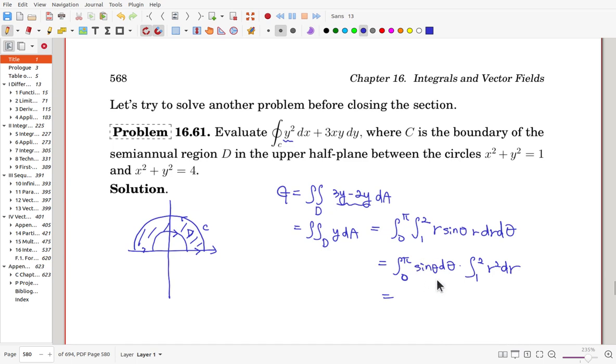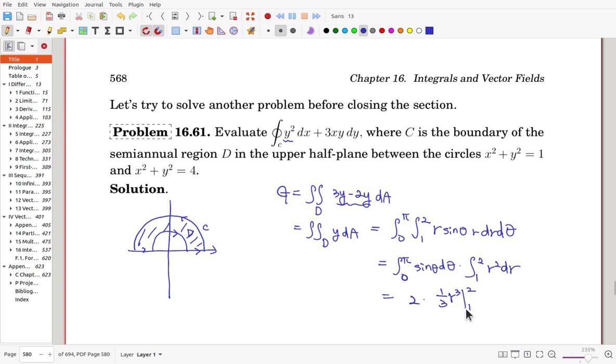For the first portion, the antiderivative is −cos θ, and evaluating at π gives 1, and at 0 the minus gives −1, so that must be 2. So this quantity is 2, and the other one will be 1/3 of r³ from 1 to 2. That will make 8.